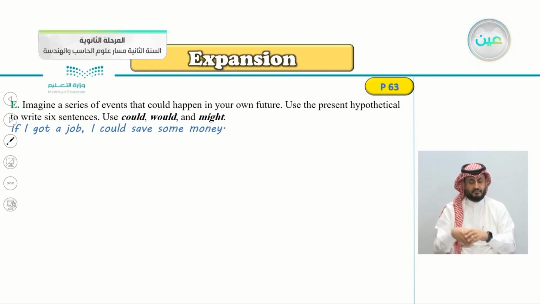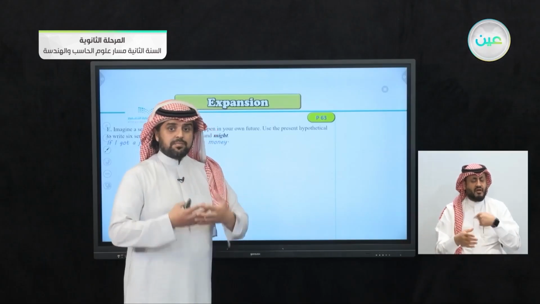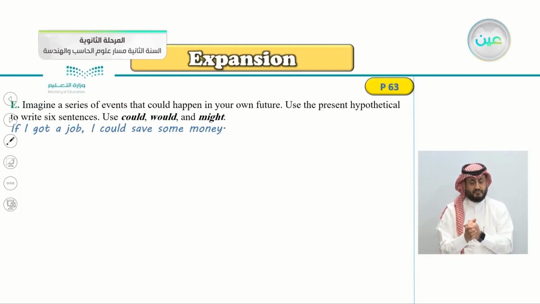Exercise E, imagine a series of events that could happen in your own future. Use present hypothetical to write 6 sentences. Use could, would, and might. So this one to talk about your own future using the present hypothetical. Of course, use could, would, and might.